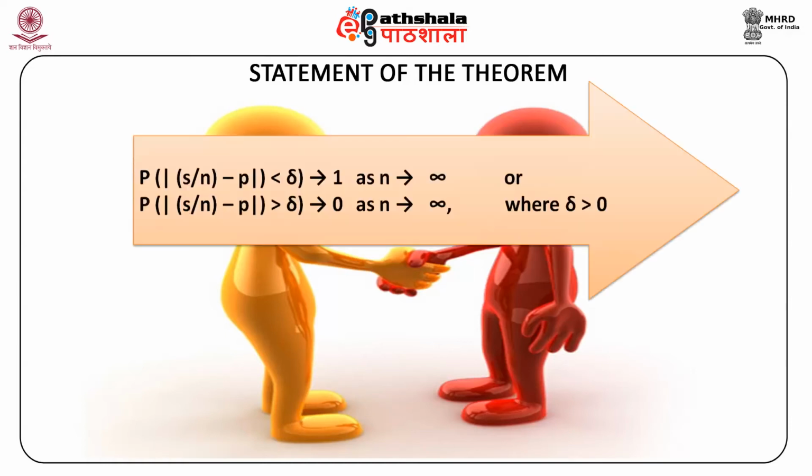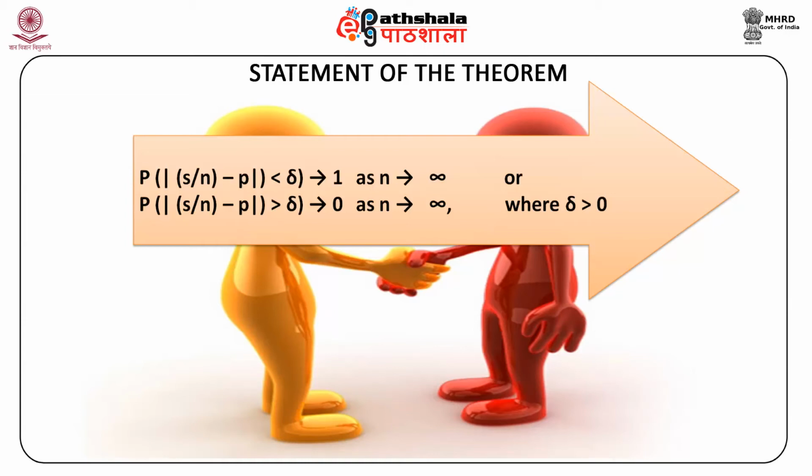That is, the probability that the modulus of S upon n minus p is less than delta tends to 1 as n tends to infinity, or the probability that the modulus of S upon n minus p is greater than delta tends to 0 as n tends to infinity, where delta is greater than 0. Above are the different ways of expressing the theorem.